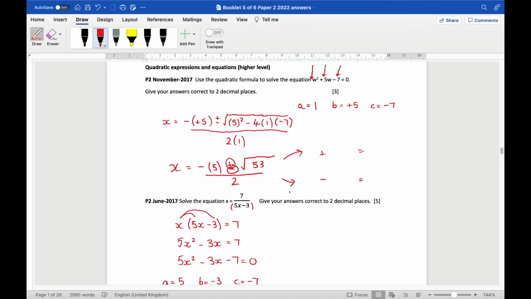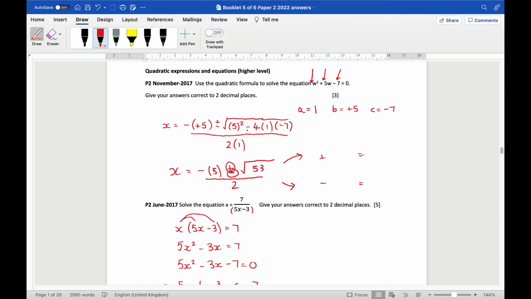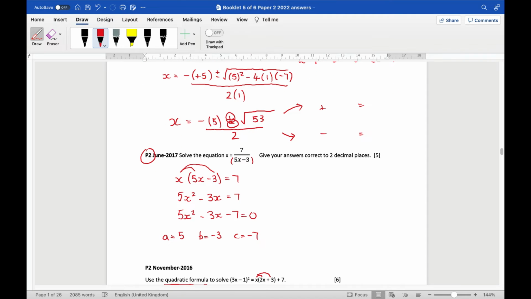Now, the clues. It might not say use the quadratic formula, but we're in paper 2, the calculator paper, and it's saying, here's a quadratic. Even if it doesn't say quadratic, you'll notice it looks like a quadratic. Give your answer to 2 decimal places. There's your clues. In the next one, I can't see a quadratic at the moment, but I am seeing solve, and this 2 decimal places thing.